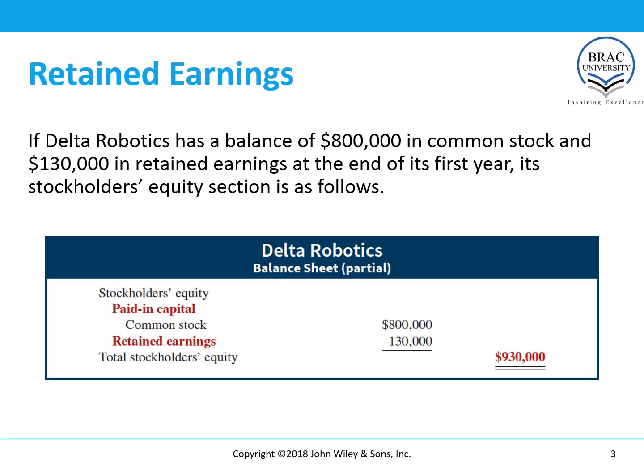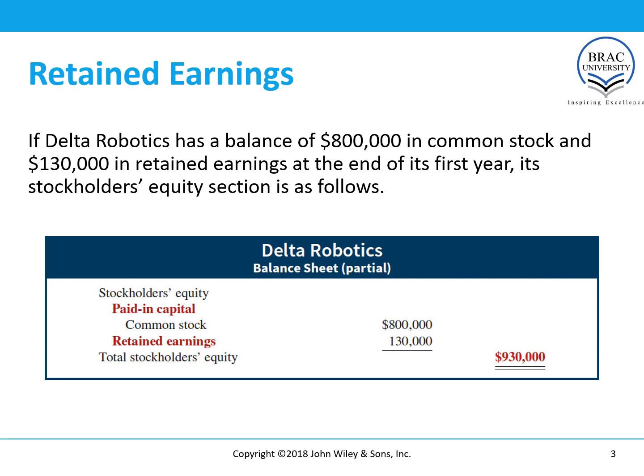So this is how the owner's equity section of a balance sheet looks like. If Delta Robotics has a balance of $800,000 in common stock and $130,000 in retained earnings at the end of its first year, its stockholders' equity section is as follows. We can see that the stockholders' equity section here has two headings. One is the paid-in capital, and under paid-in capital, since the company has only common stock, only the common stock is written with an amount of $800,000, which was given in the example.